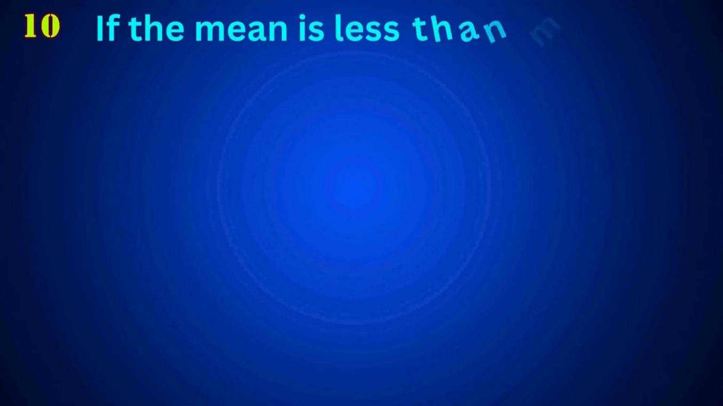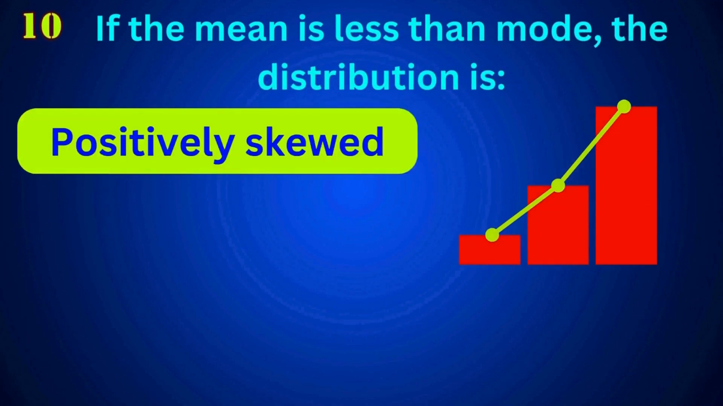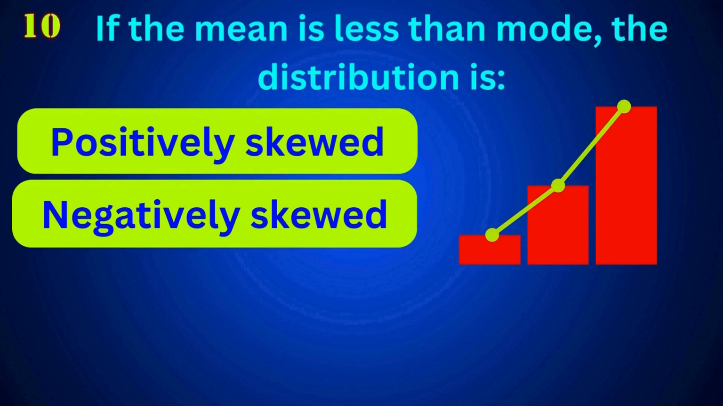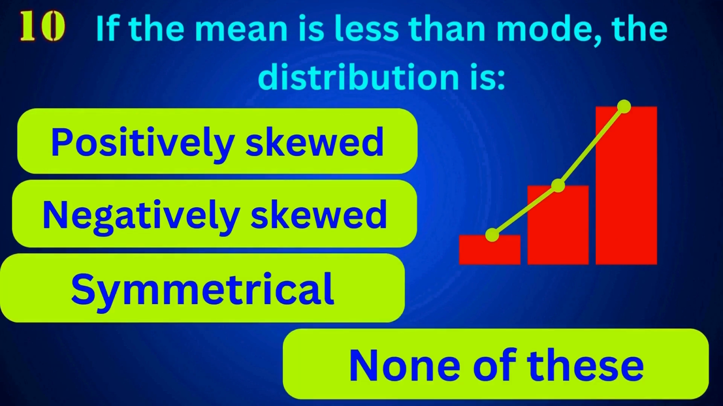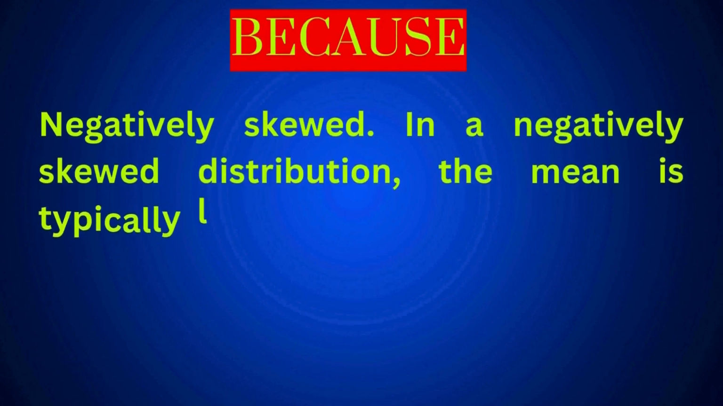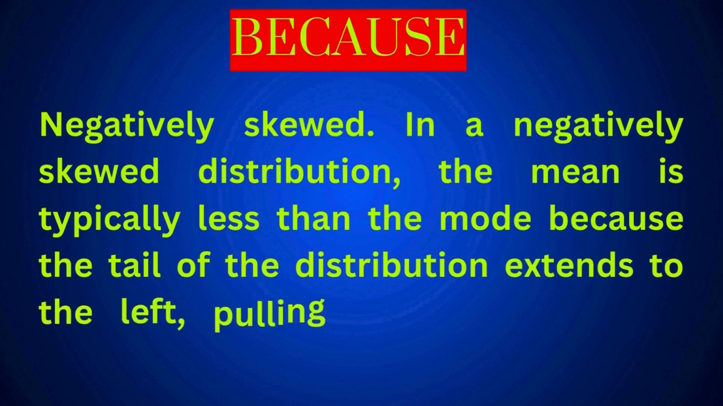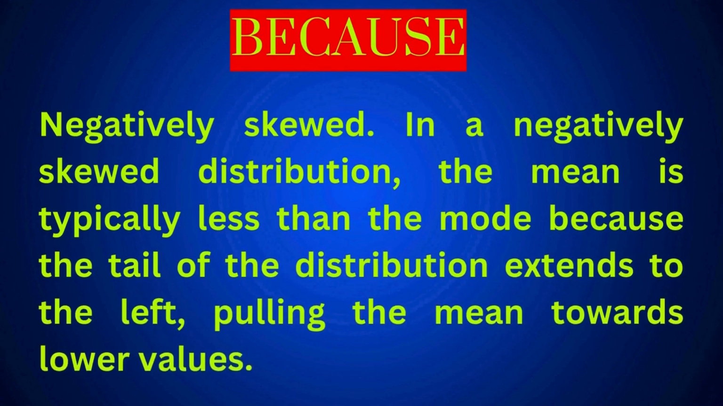If the mean is less than mode, the distribution is. Options are positively skewed, negatively skewed, symmetrical, none of these. Right option is: negatively skewed, because in a negatively skewed distribution, the mean is typically less than the mode because the tail of the distribution extends to the left, pulling the mean towards lower values.